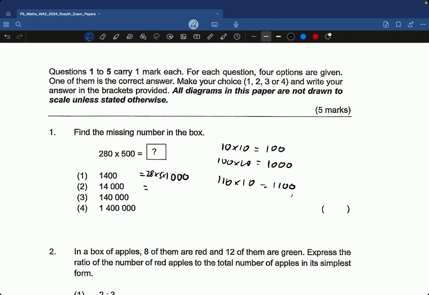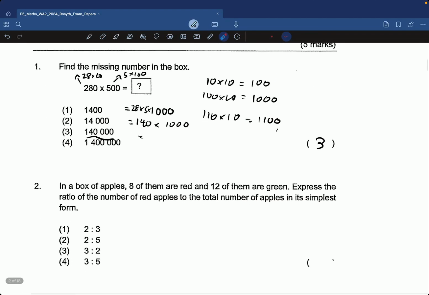So 28 times 5 is actually 140. And then you have 140 times 1000, and the answer should be 140,000 in this case. So it's actually option 3. So always try to dissect down. 280 is 28 times 10, and then 500 is 5 times 100. So when you break it down, it's actually 28 times 5 times 1000, because you have three zeros in this sense over here.